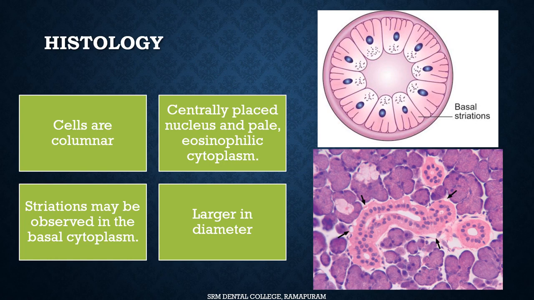These columnar cells have a centrally placed nucleus and a pale eosinophilic cytoplasm. Striations can be seen in the basal cytoplasm, that is, on the basal surface, numerous lines or striations can be noted.